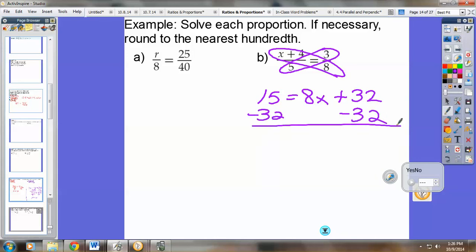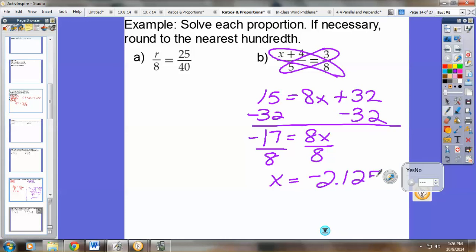15 minus 32 is negative 17. Divide both sides by 8. Negative 17 divided by 8 is negative 2.125. You may not get nice integer answers. You may get a rational answer.